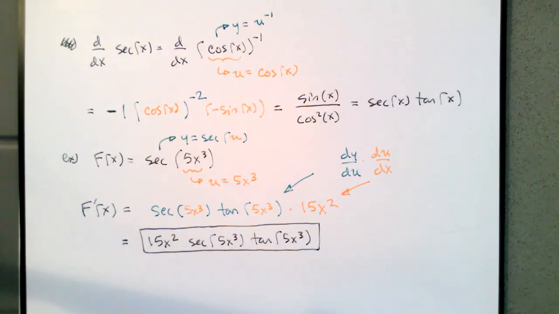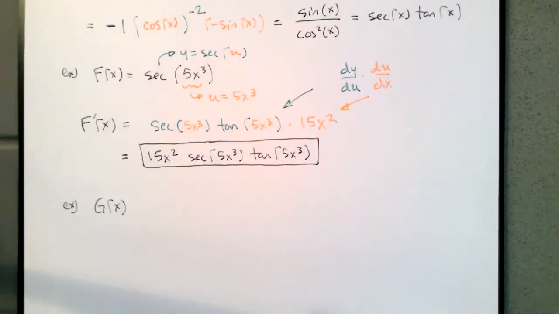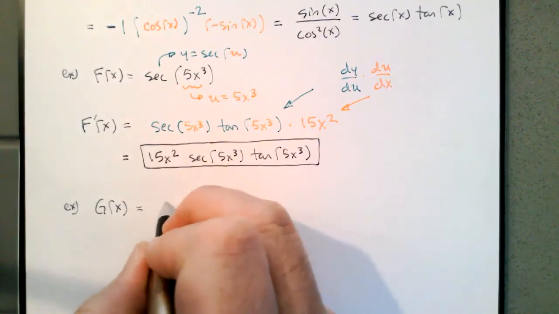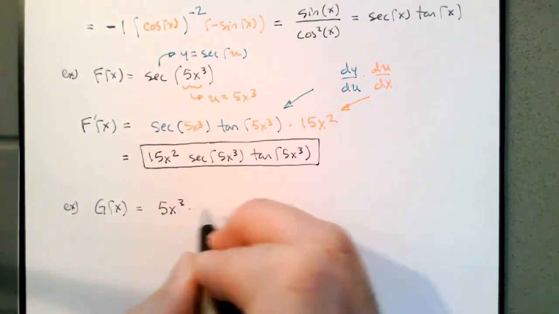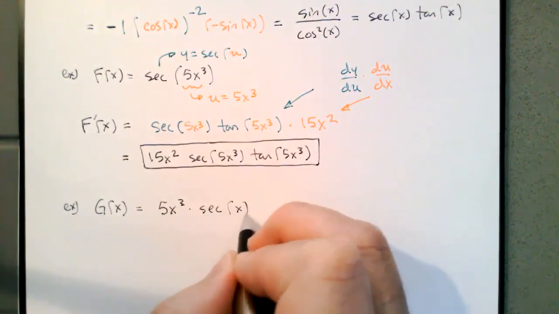Any questions? Just like before, we got to make sure we read our functions correctly. So let's look at g of x. Let's make a new capital G of x. And I'm going to do pretty much the same thing I did last time. Capital G of x, I'm just going to move the 5x to the third as a factor before secant of x.